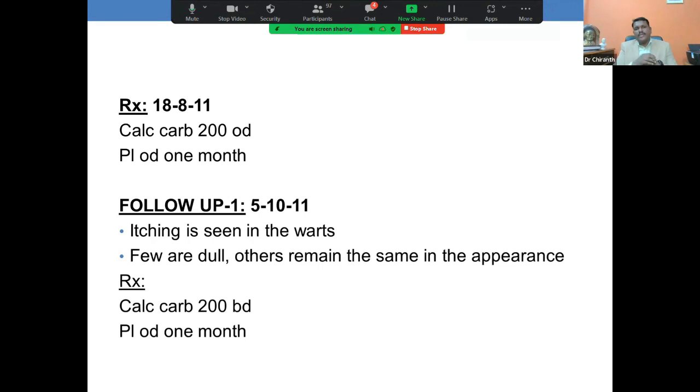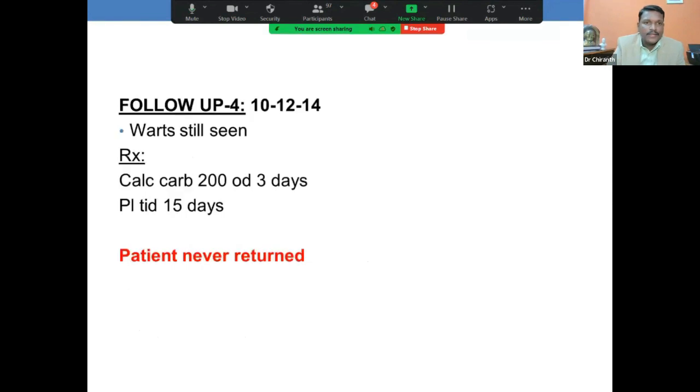During the beginning of my practice, I was a little stubborn to give just one dose during the consultation, and I was not repeating the doses. So then warts were still seen, and I gave Calcarea carb OD 3 days, one dose every day for 3 days, followed by PL.